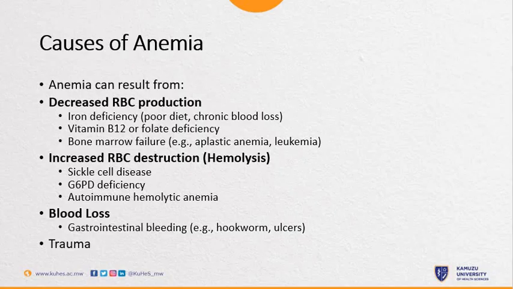The anemia could also be caused by increased destruction, also known as hemolysis, from sickle cell disease, which causes sequestration of red blood cells and leads to their destruction. There's also a genetic condition known as glucose-6-phosphate dehydrogenase deficiency, and autoimmune hemolytic anemia. As the name suggests, autoimmune means the body is attacking its own tissues. In this case, it's targeting the red blood cells, leading to hemolysis.